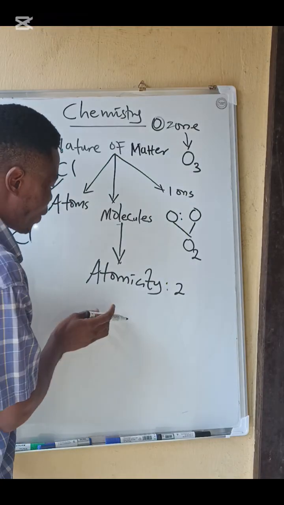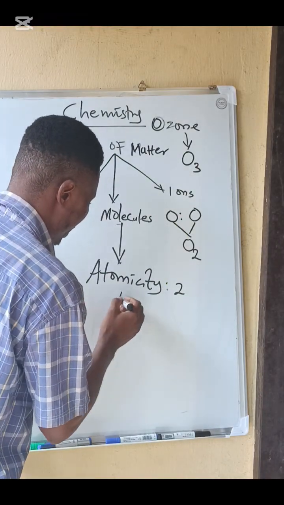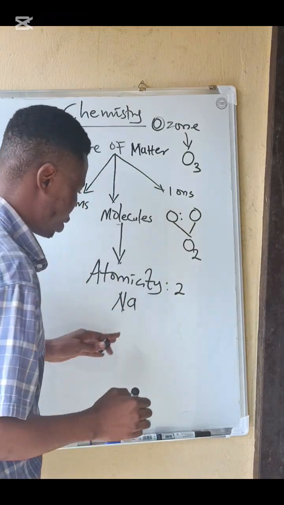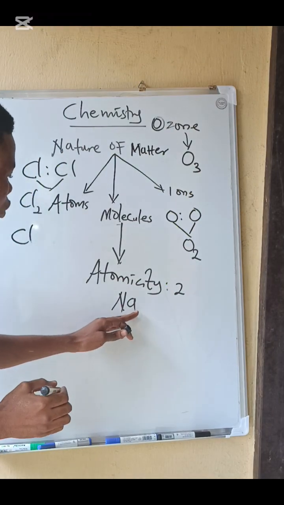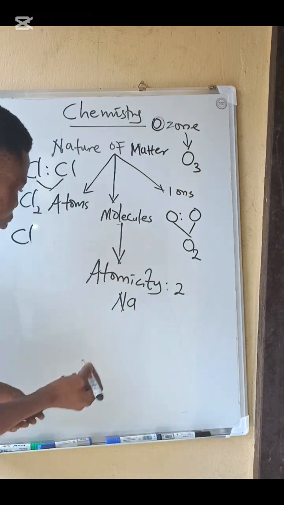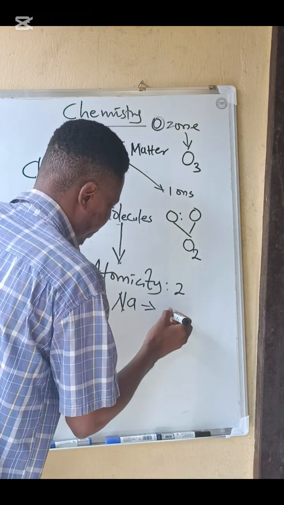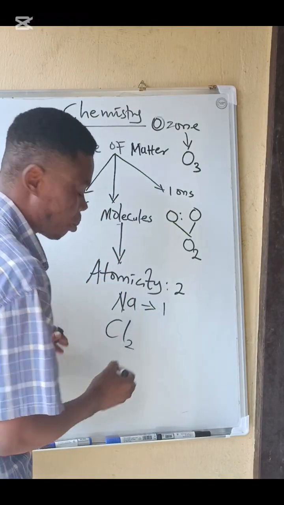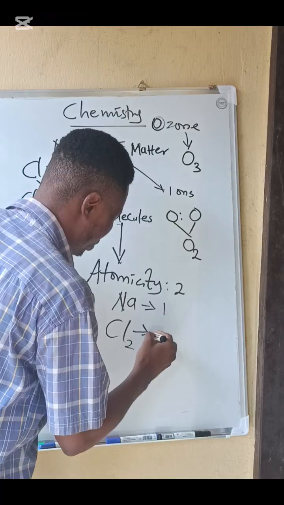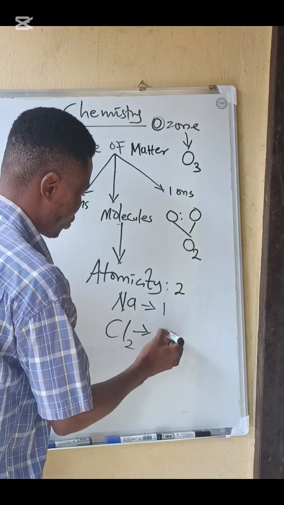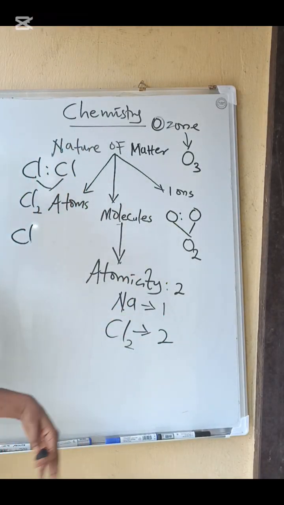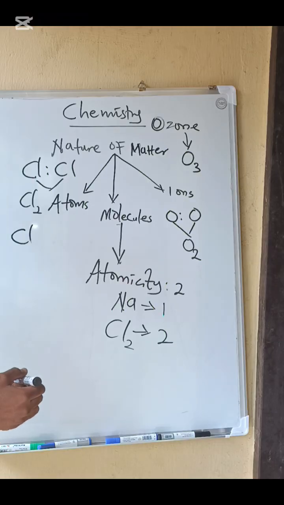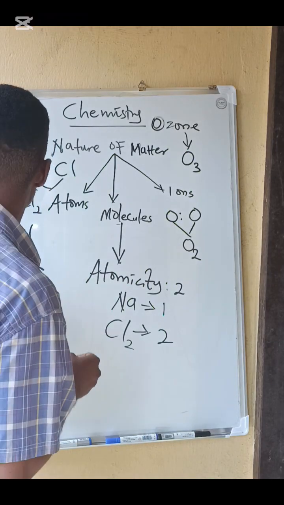So if you are asked to find the atomicity of maybe Na, that is sodium, the atomicity of sodium here is 1. Now, if you are asked to find it for chlorine in this form, then the atomicity of this chlorine is 2. So you can see it is very simple.